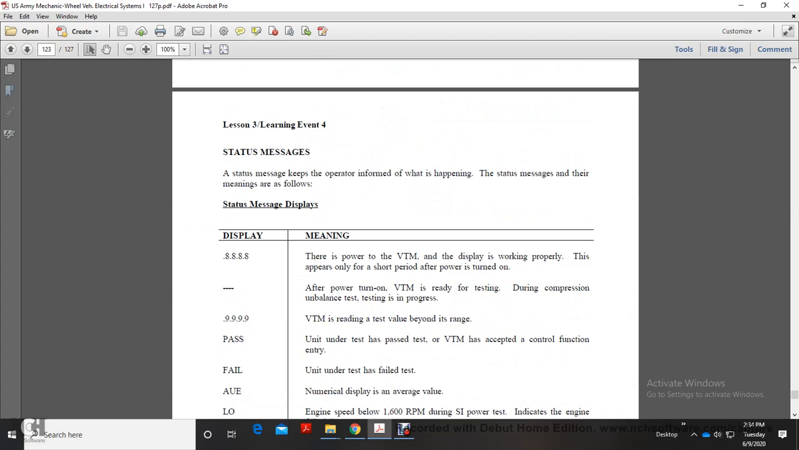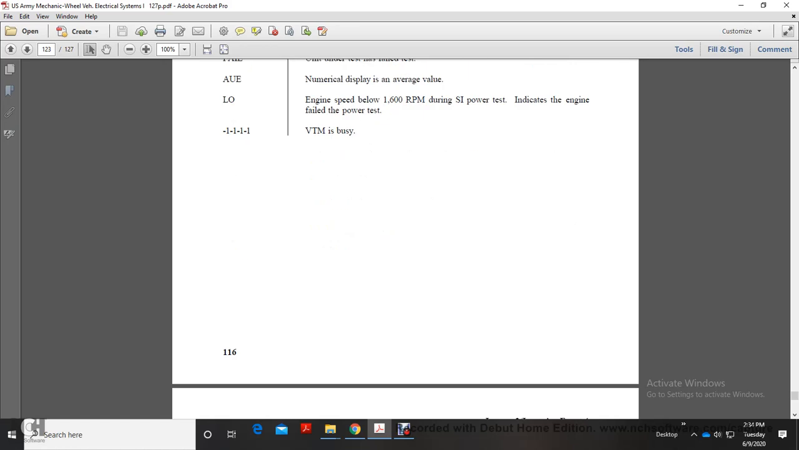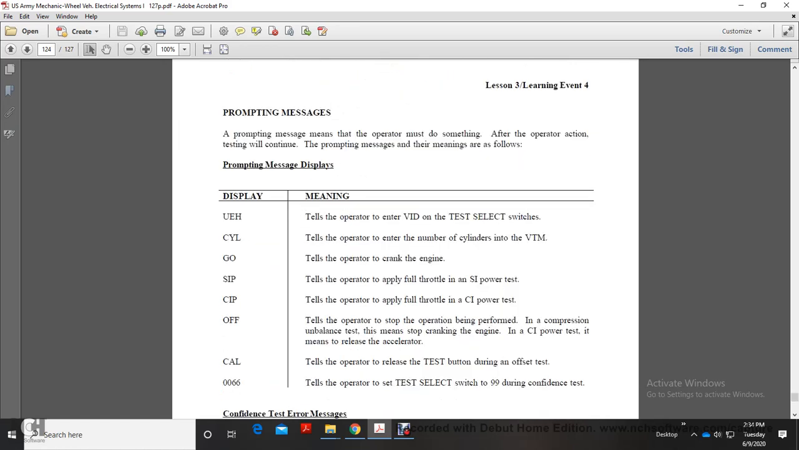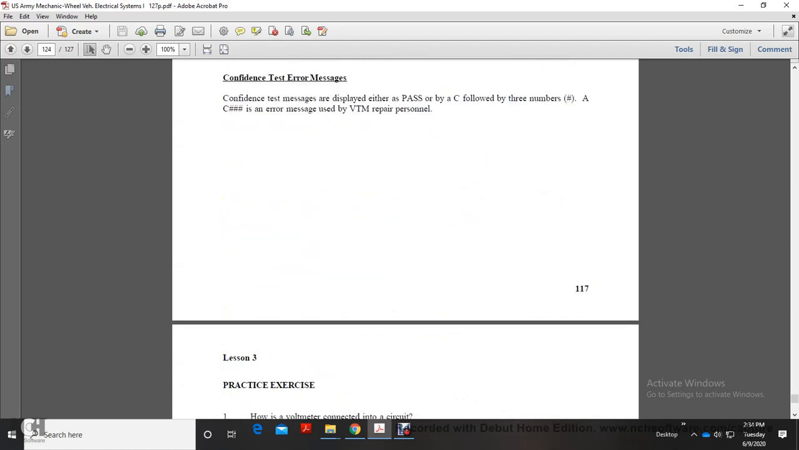Status message keeps the operator informed of what is happening. Status messages and their meanings are as follows. And then prompt messages. A prompt message means the operator must do something, and after the action, testing will continue. Prompt messages and their meanings are as follows.